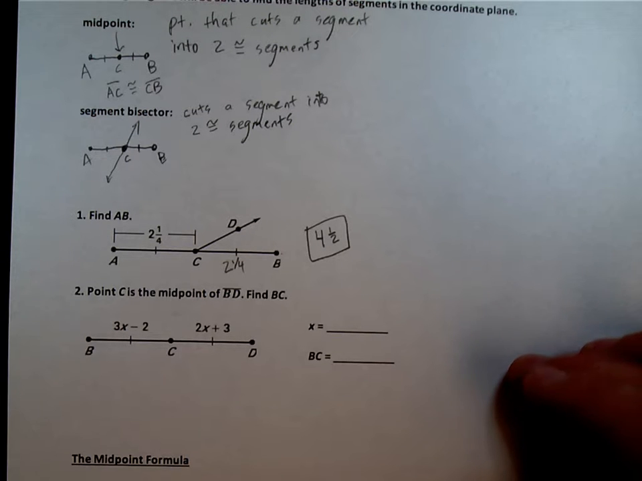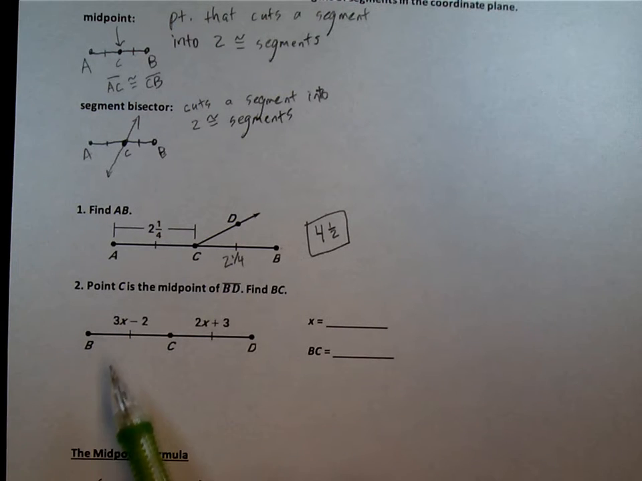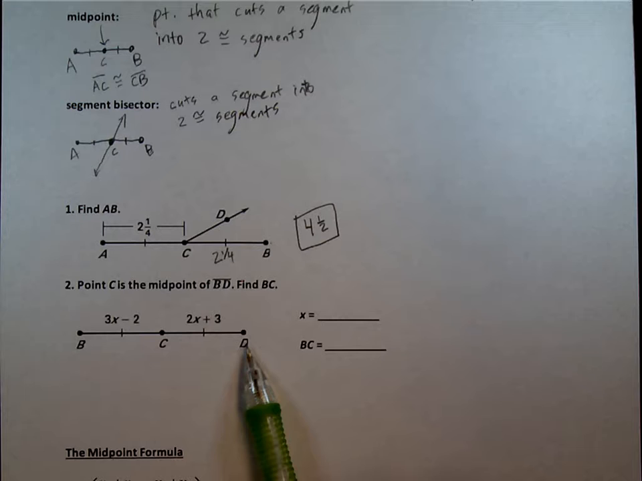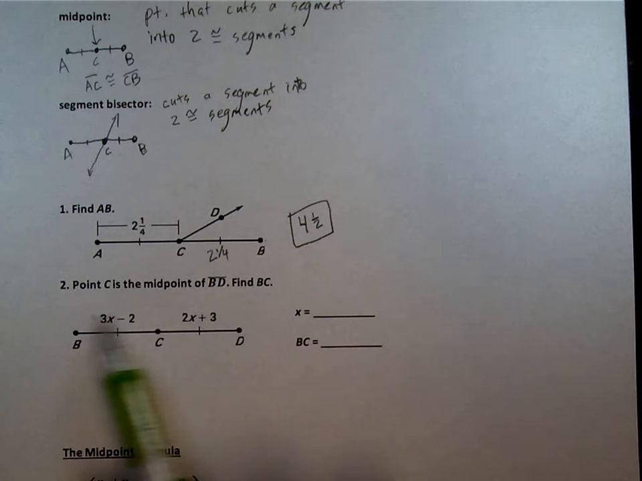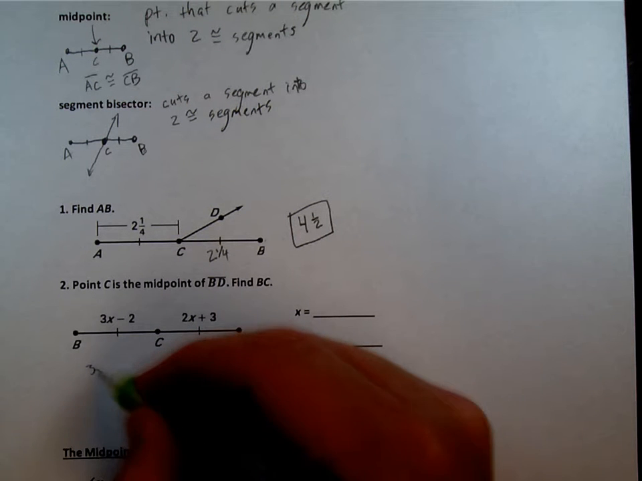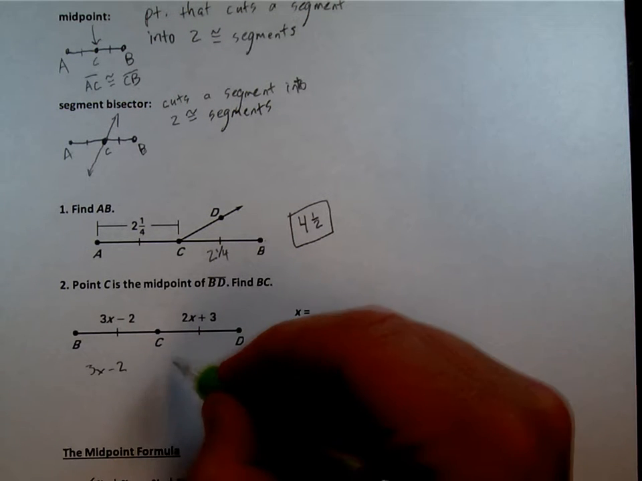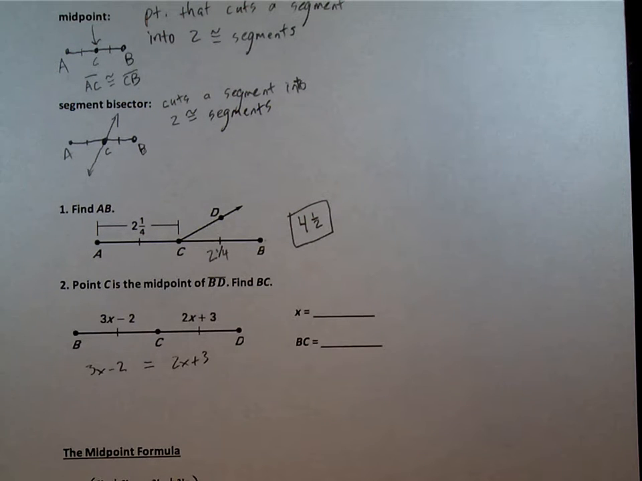Question number 2, we're told that C is a midpoint. We have to treat this differently than Friday. On Friday, we would have two segments that we added together, and then they equaled the total length. But in this case, I don't know the total length. I don't know how long the whole thing is. Instead, I know that the two parts are the same. They're equal to each other. So I write an equation to reflect that. 3x minus 2 and 2x plus 3, since they're congruent segments, those expressions are equal to each other.